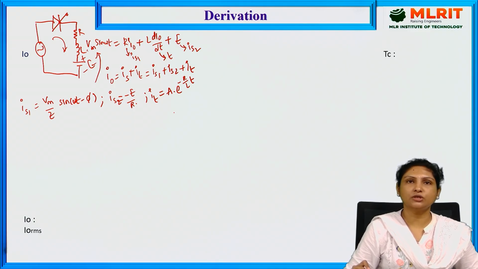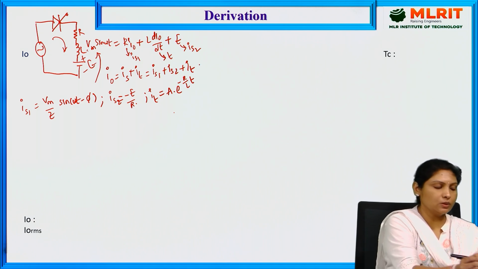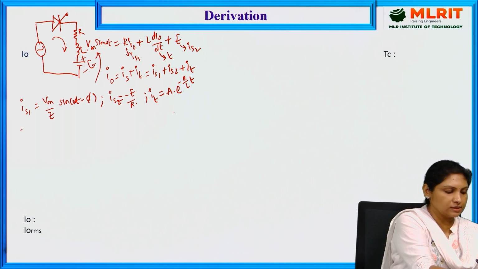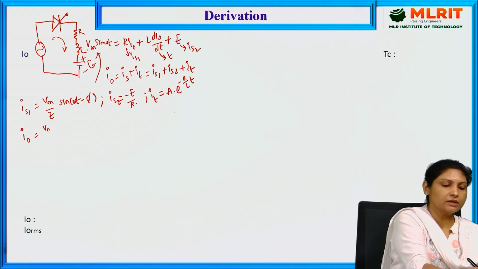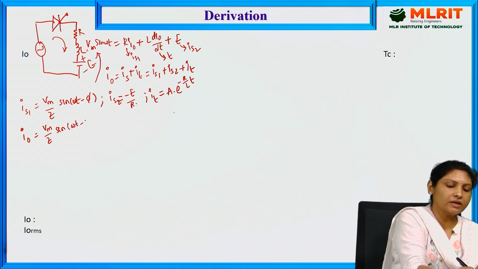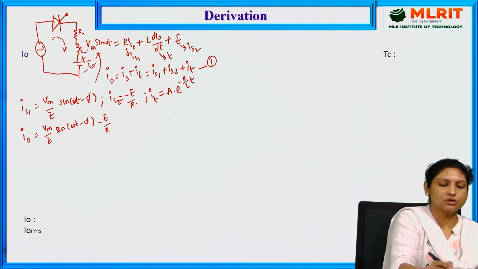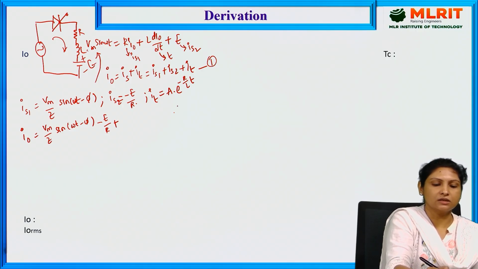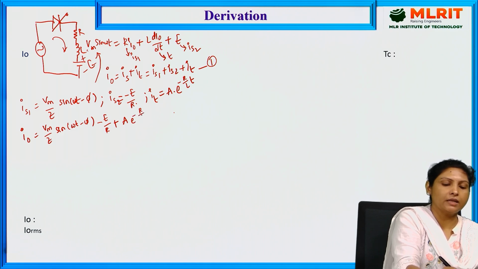And if you substitute all these equations in this particular equation 1, we get I0 is equal to IS1, Vm by Z sine of omega t minus phi, minus E by R, that is IS2, plus the transient current, that is A into e power minus R by L into T.